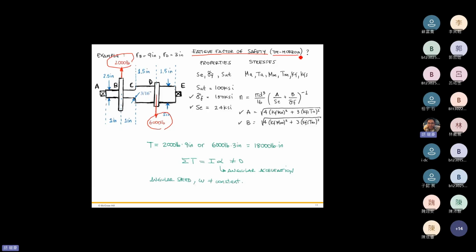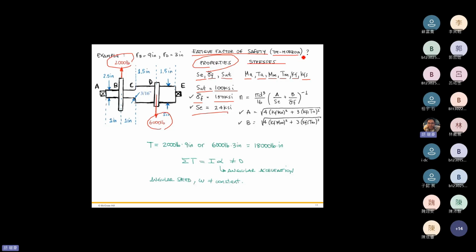Okay, and the properties of this shaft are the endurance limit, the true fracture strength, and the ultimate tensile strength, and the stresses include MA, TA, MM, TM, KF, and KFS. For this material, we already know the SUT equals 100 KSI, the fracture strength equals 150 KSI, and its endurance limit equals 24 KSI.